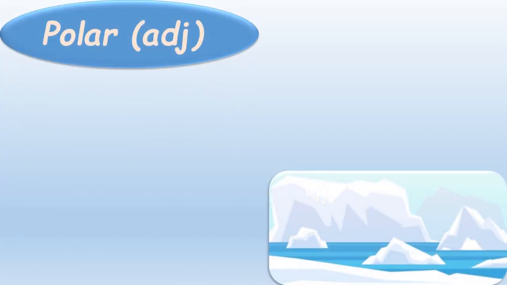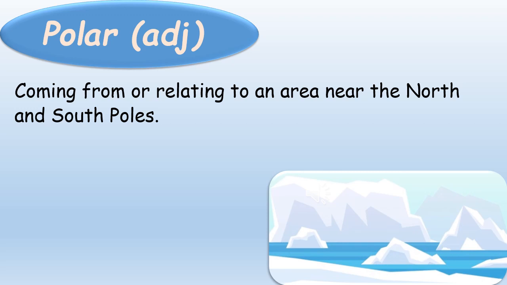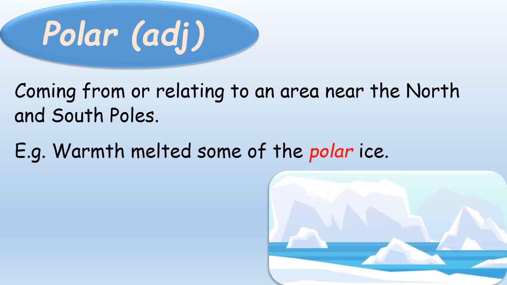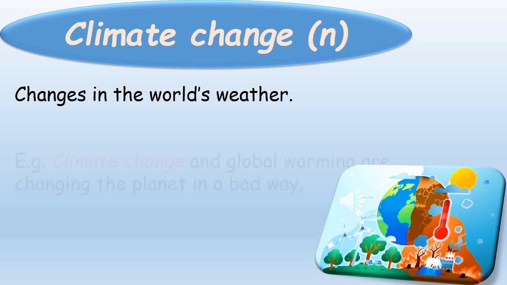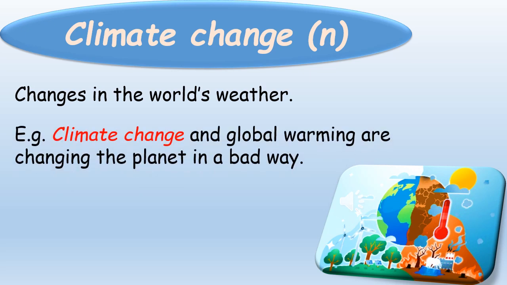Polar. Coming from or relating to an area near the North and South poles. For example, warmth melted some of the polar ice. Climate change. Changes in the world's weather. Climate change and global warming are changing the planet in a bad way.